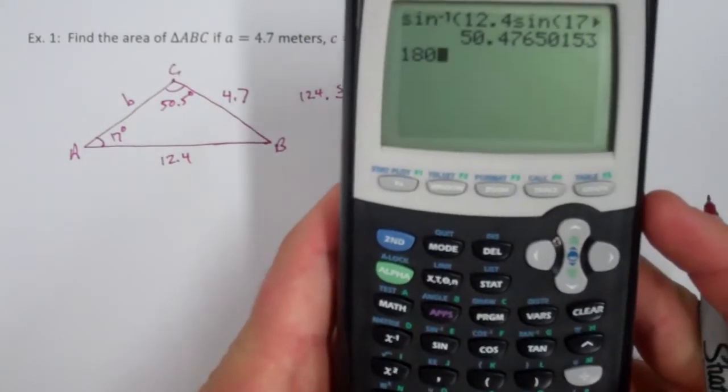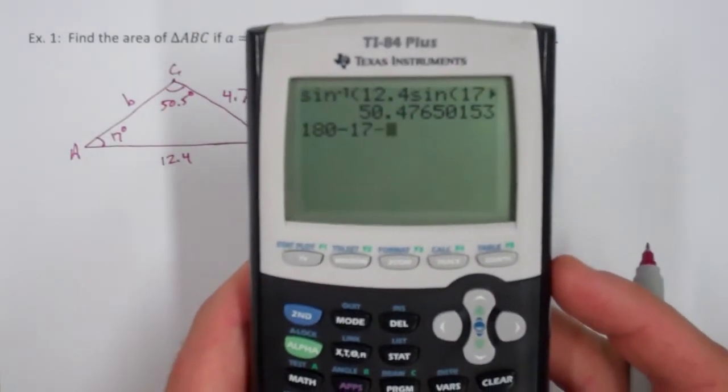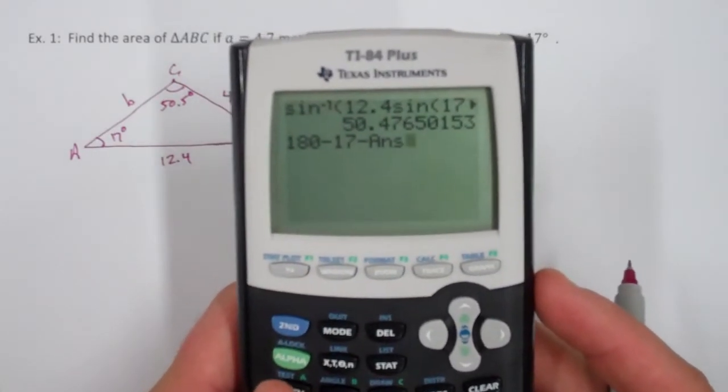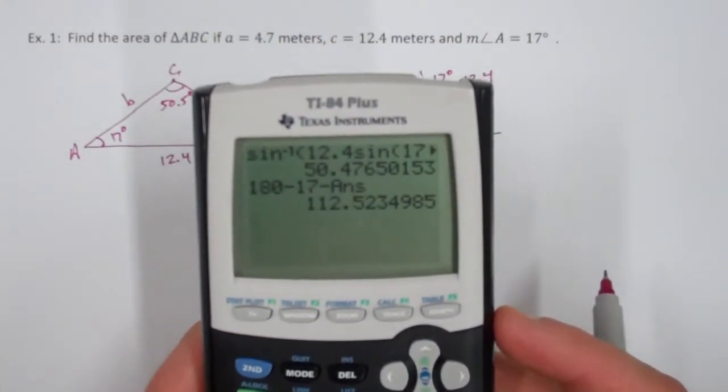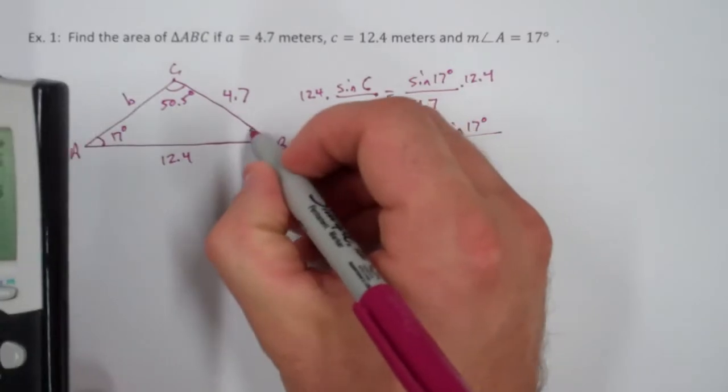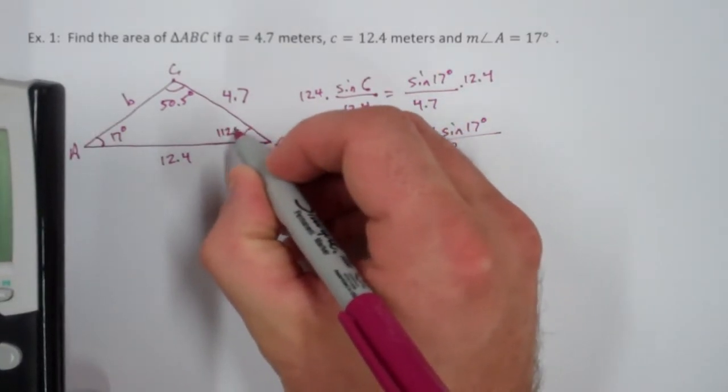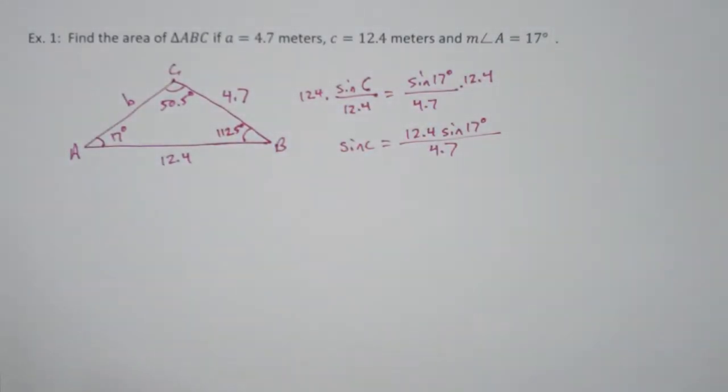We could just do 180 minus 17 minus, we'll just do our answer for grins. You could do 50.5 as well. And it'd be 112.5. So now we've done a little legwork. We found some missing values that will help us.